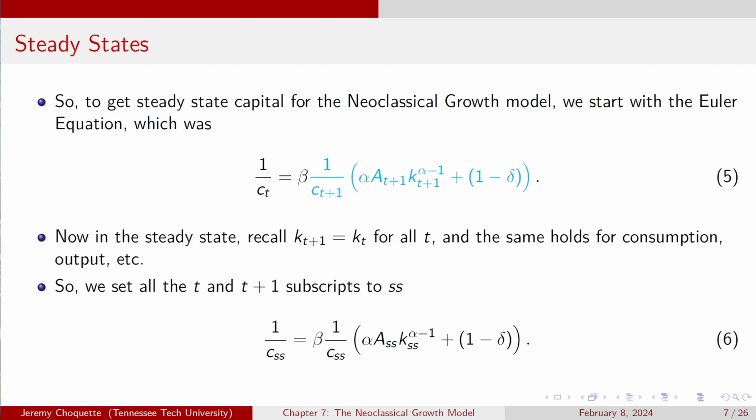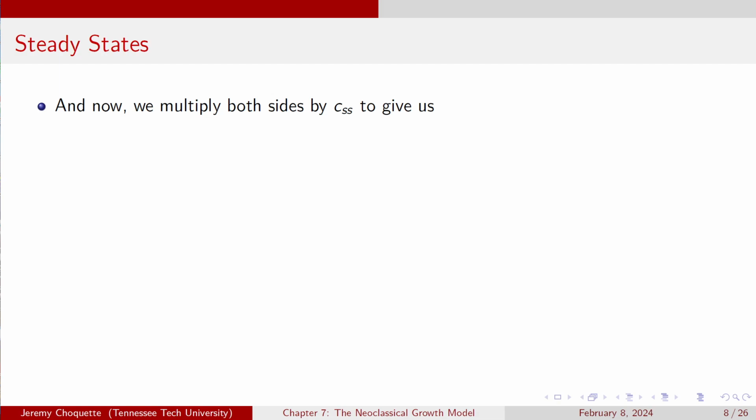And then what I want to do is solve for capital. So I want to put everything that's not capital on one side of the equation and everything that is capital on the other side. So I'm just going to isolate that K_SS. So I multiply both sides by C_SS. Okay, well, that gives me equation 7 here, which is the Euler equation, just with consumption on one side of that equation.